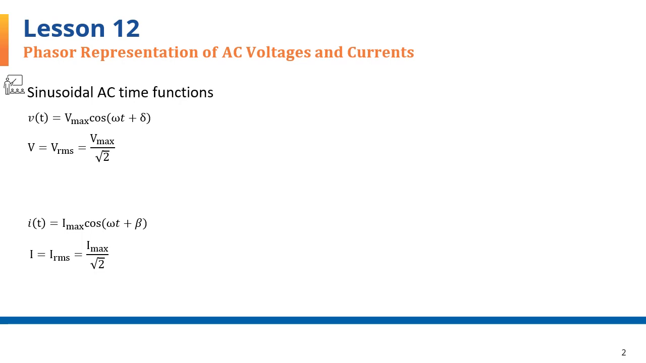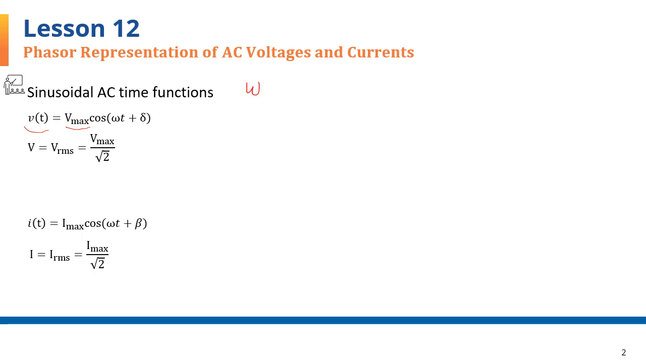Instantaneous values of voltages and currents are represented by sine or cosine time functions shown here on this page. I discussed these functions in a previous lesson. I'll go over them briefly here. V of t, the time function representing a voltage, is written as a maximum voltage Vmax times sine or cosine of omega t plus delta.